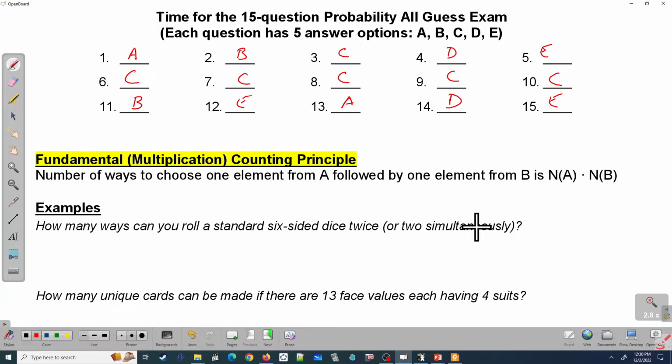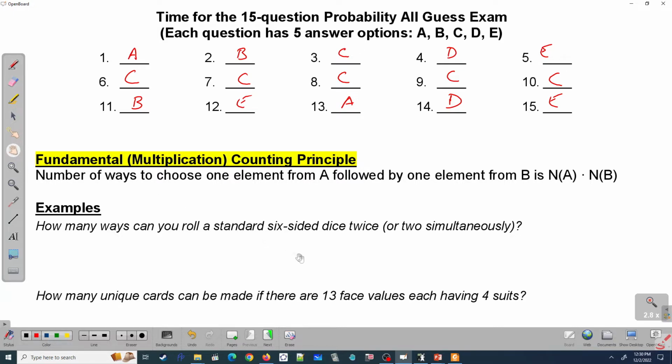Hopefully that wasn't you. But what I'm trying to emphasize is we're going to use that problem as a basis for future problems in what's called the multiplication counting principle. And that's all it is, where you take the number of ways event A can occur and multiply by the number of ways that event B can occur.